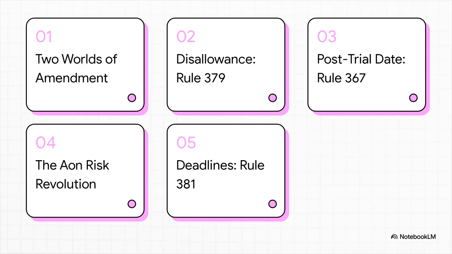So here's our game plan for today. We're going to start with the two fundamental worlds of amendment. It's like a choose-your-own-adventure, but with legal consequences. Then we'll look at how your opponent can hit back with a disallowance challenge under Rule 379. After that, we cross the Rubicon into the much scarier world after a trial date is set, governed by Rule 367. We'll unpack the massive, game-changing High Court case of Oncall, and then we'll finish with the one that trips up everyone, the critical, drop-dead deadlines under Rule 381.